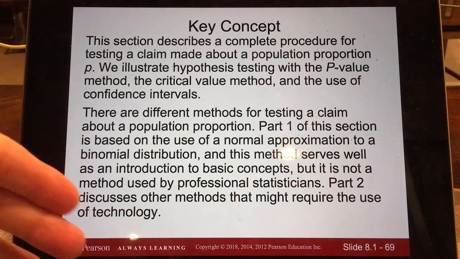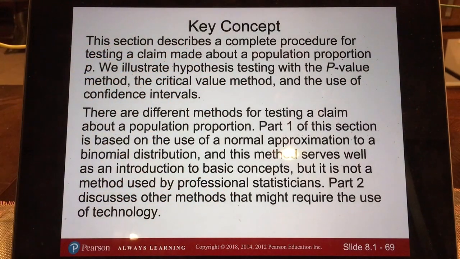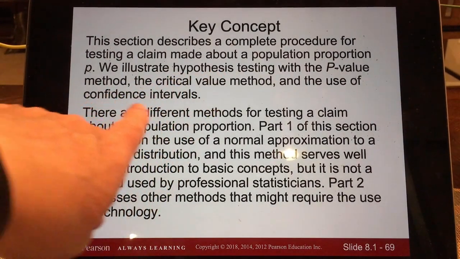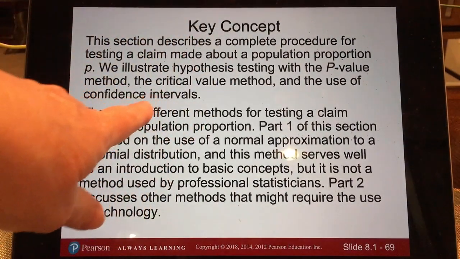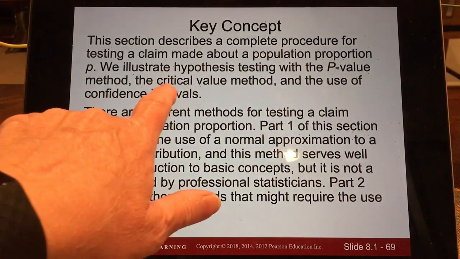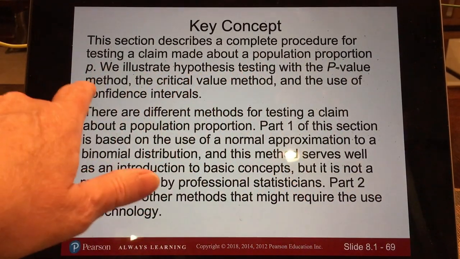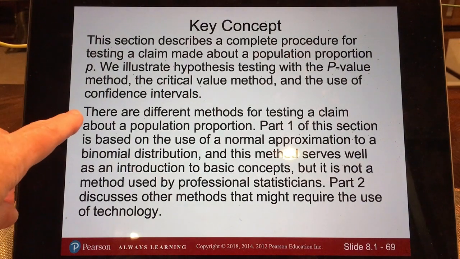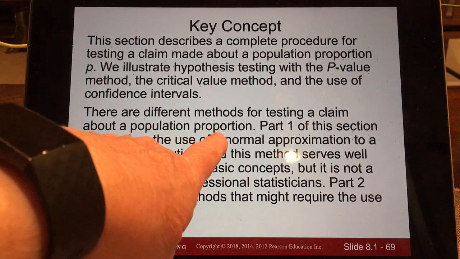So, the key concept here, this section describes a complete procedure for testing a claim about a population proportion P. We illustrate hypothesis testing with the p-value method, the critical value method, and the use of confidence intervals. These are two different methods for making the decision on the hypothesis test. There are different methods for testing a claim about a population proportion.